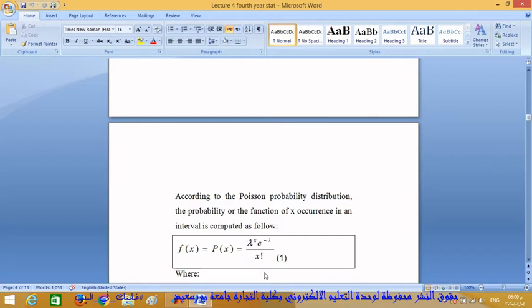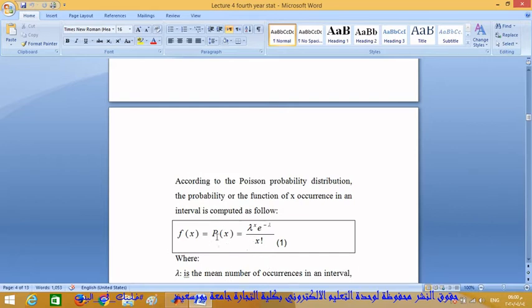Again, lambda is the mean of the Poisson distribution. x is the number of occurrences in the specified interval. e is the base of the natural logarithm, and you can get e using your calculator or the MATLAB program or any other method. Divided by x factorial, which you can also get using your calculator or MATLAB.